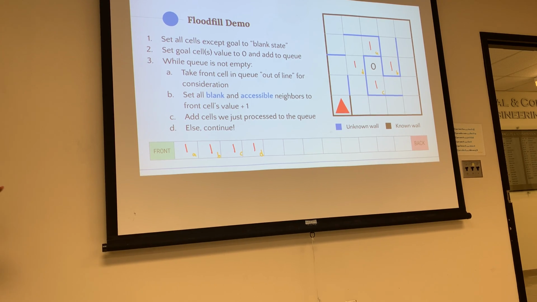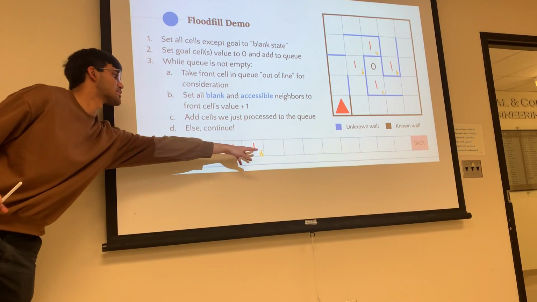Yeah, exactly. Well, we're not done yet though, right? We want to do a whole entire run through of this. So what do we take out of the queue? Which one do we take out of the queue? Do we take out this one, or this? Which one?